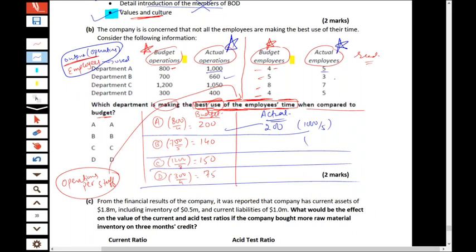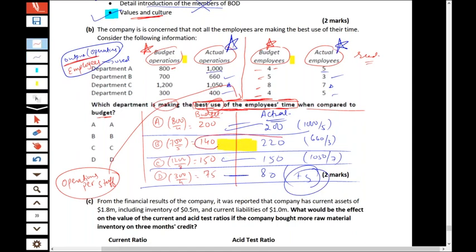Number 2, 660 divided by 3, that's 220. Then 1050 divided by 7, that's 150. And then 400 divided by 5, that's 80. See that this is the same, and this is only 5 plus. But this one is with a good margin: the budget was 140 and actual was 220. So that means department B is performing very well in terms of utilization of the staff time and skills.